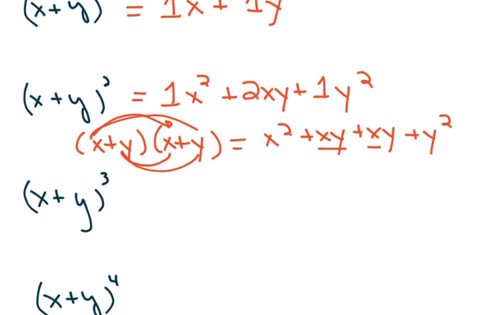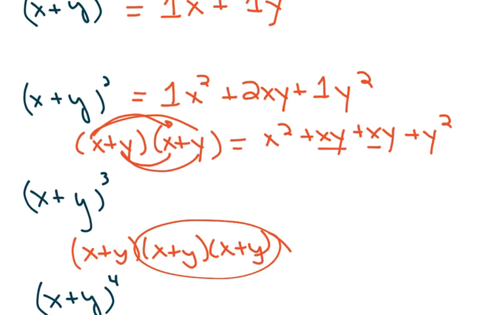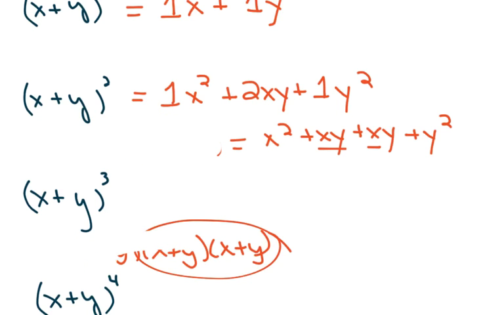To do x plus y to the third, I'm actually going to take the previous answer, which was x squared plus 2xy plus y squared. I'm going to multiply it by another x plus y, because what's x plus y to the third? Well, it's x plus y, x plus y, x plus y. But we already multiplied two of them together. So we're just going to multiply another x plus y by the answer that we got previously. And I'm going to erase some stuff here so I have some space.